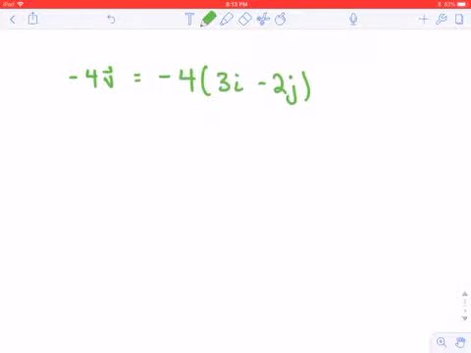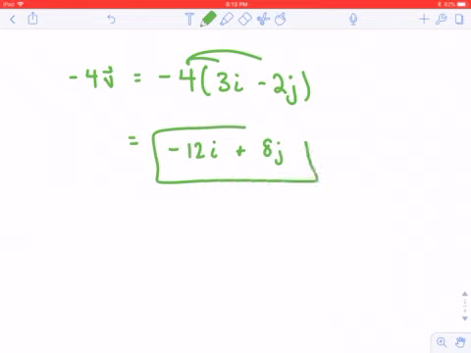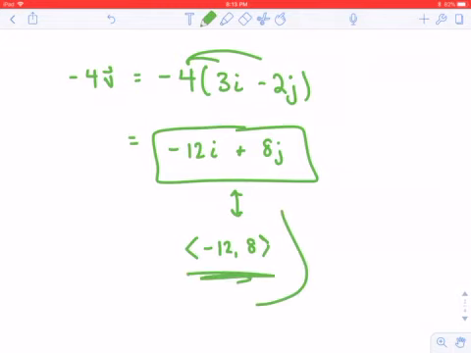This is in terms of i and j, those are your two unit vectors. Okay, so now I distribute. It looks a little bit cleaner now because it is parentheses, so it might be a little more obvious. But this is going to be negative 12i, and then negative 4 and negative 2 is actually plus 8j. And you are all set. By the way, just so you can see the connection here, this is nothing more than the component vector negative 12, 8. So if you had to go graph that, that's all you're doing. But I want the answer written in terms of i and j. That's what we're working with.